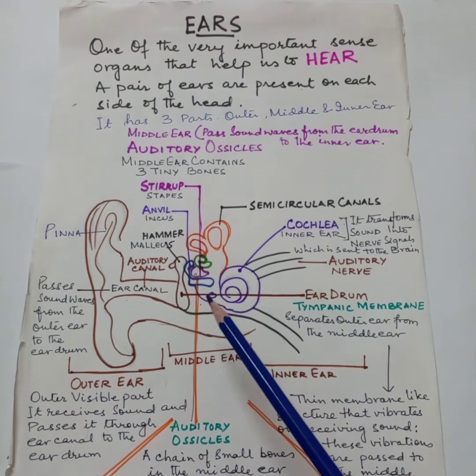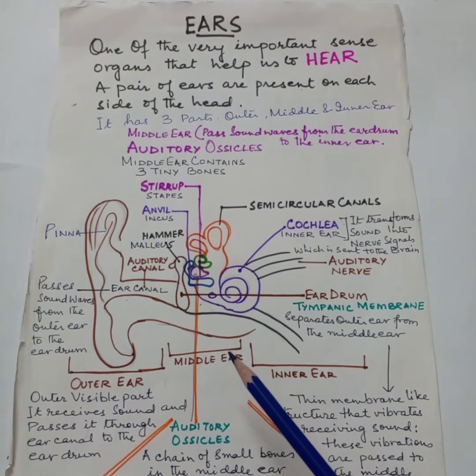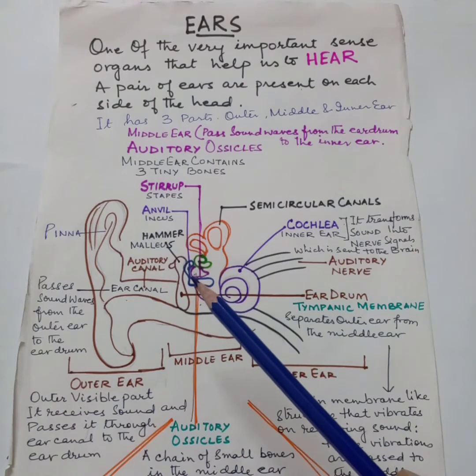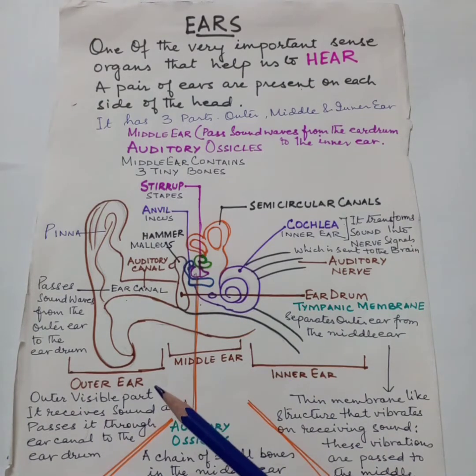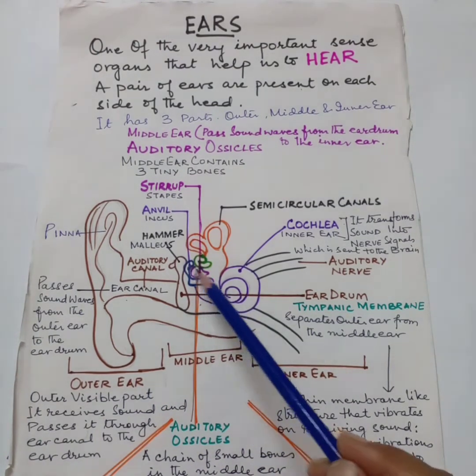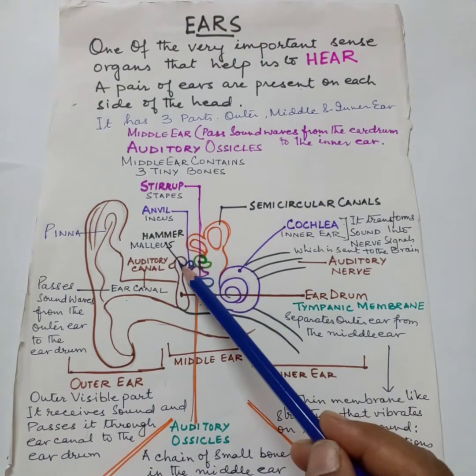The middle ear is a narrow air-filled cavity in the temporal bone. It has a chain of 3 bones here, that is malleus or the hammer. See, this is the malleus or the hammer.